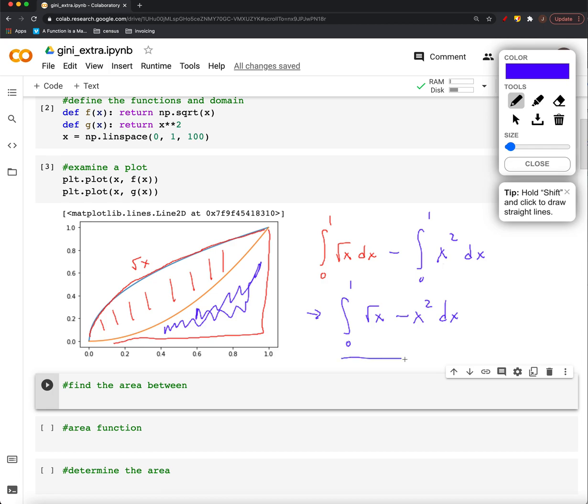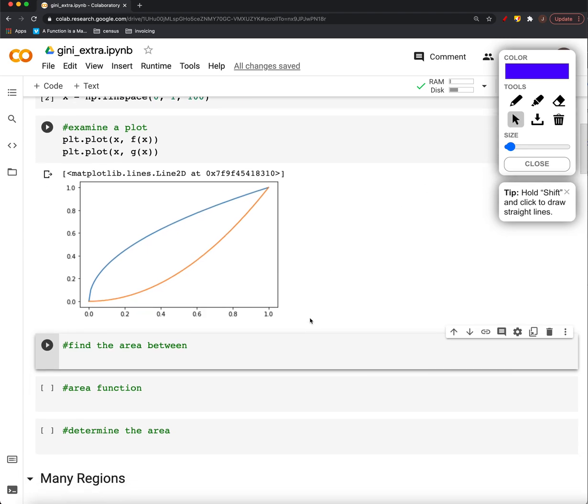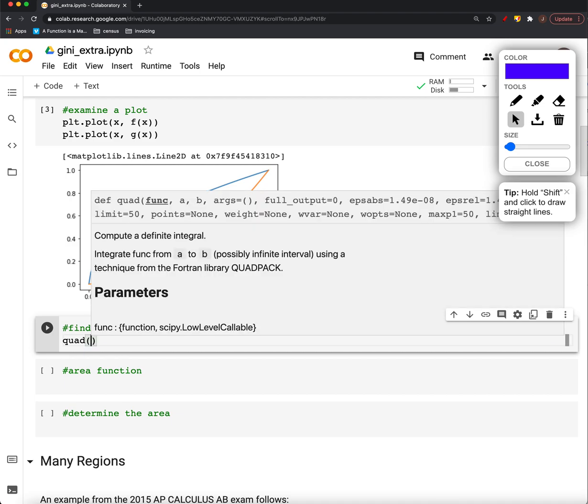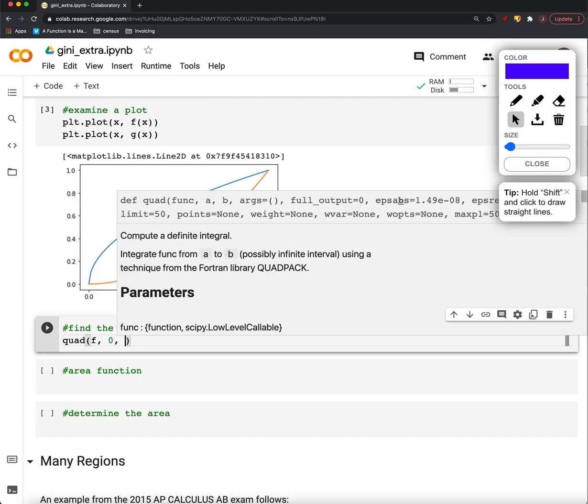So to evaluate this on the computer, we used this quad function. So first, let's just go ahead and use our functions that we've defined and evaluate these individual areas. But we have to define a new function to use that to solve the difference between the two. So the area between the square root of x and x is going to be quad. That was our function is f, and we're going from 0 to 1.